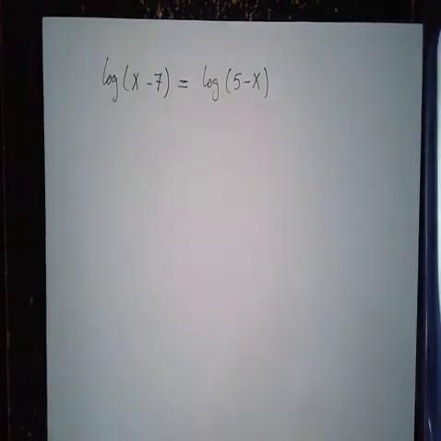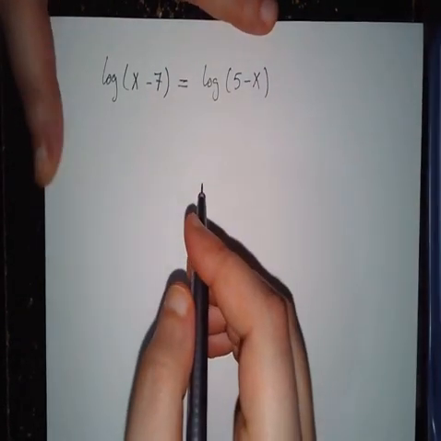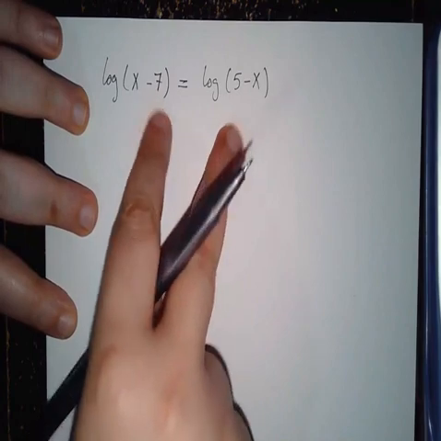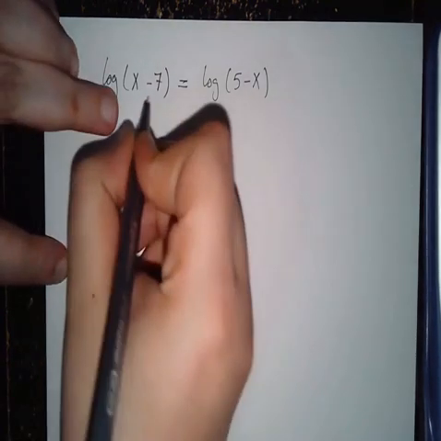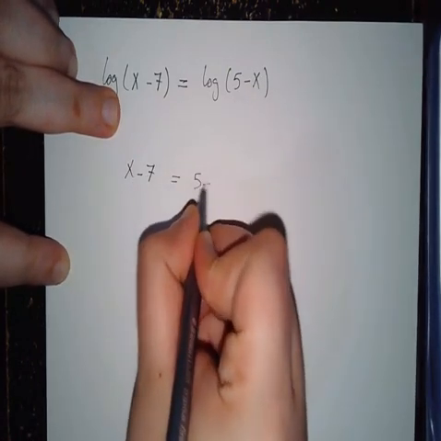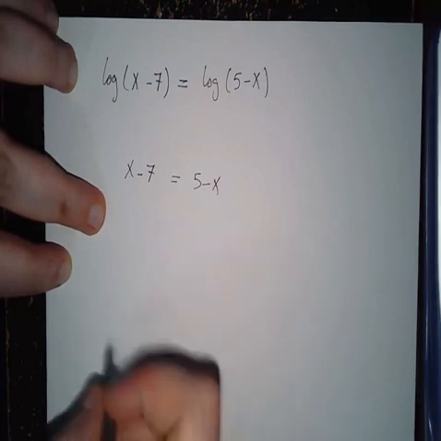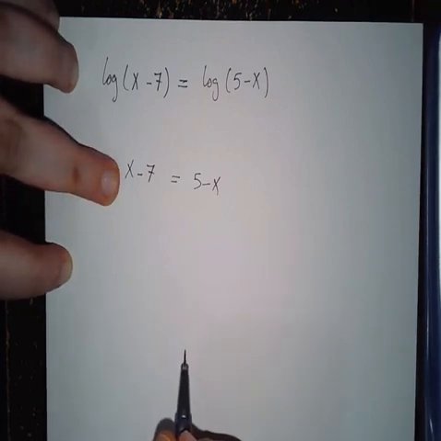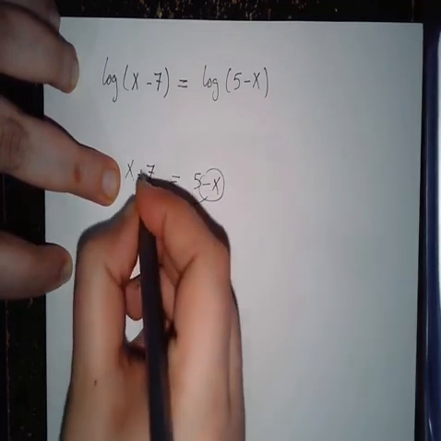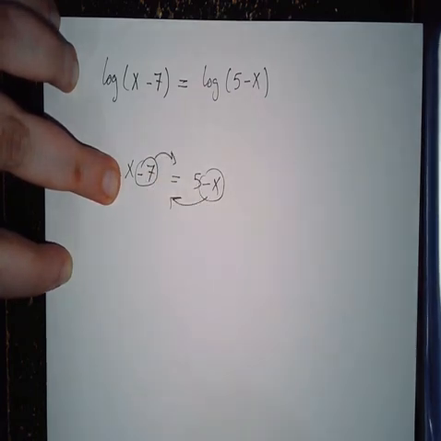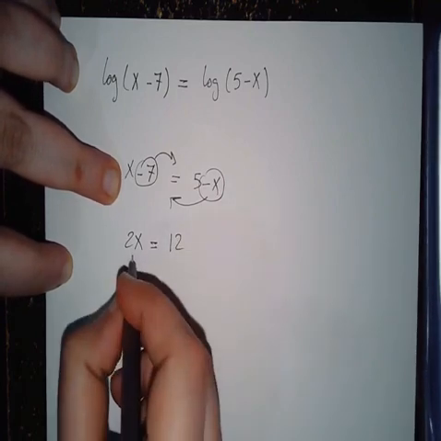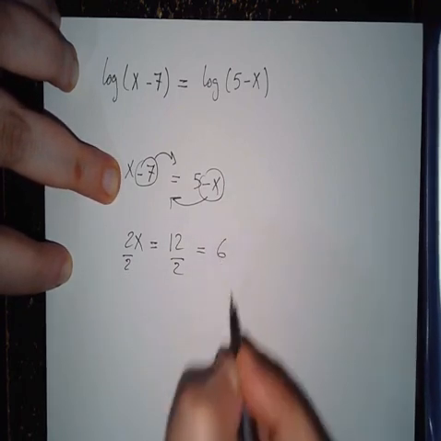Alright, now let's solve this. We have base 10, same base. That means I can grab the insides and set them equal to each other, right? So it is x minus 7 equals 5 minus x. Yeah? Now we solve. So I'm going to solve for x. I'm moving the negative x to this side. It becomes positive. And I'm moving the negative 7 to that side and it turns positive. So over here we have 2x and over here we have 12. Divide by 2, x is 6 again.